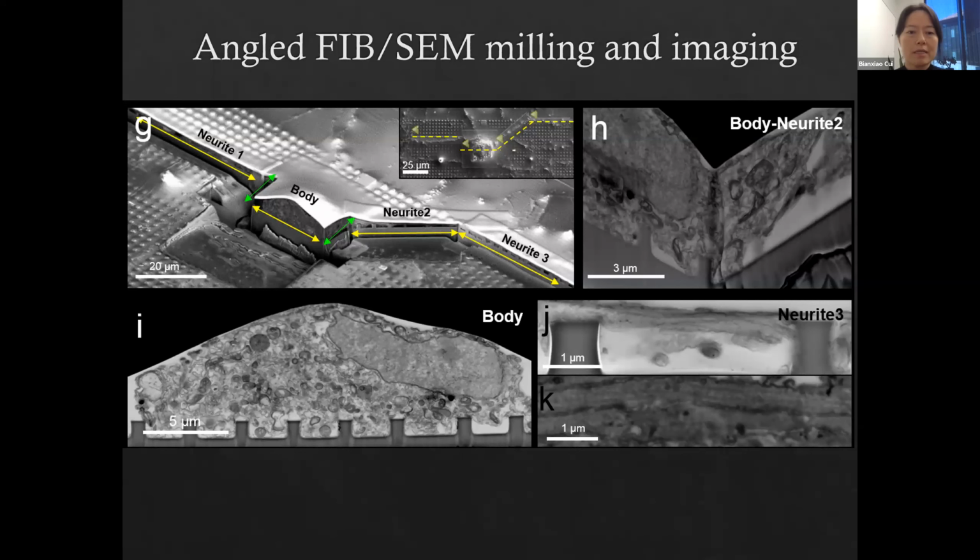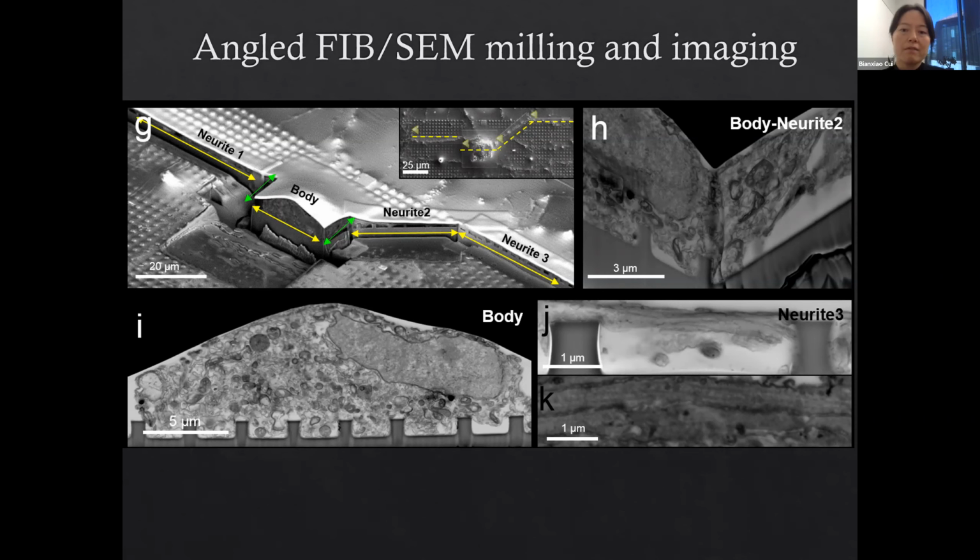And this is how it is done. Again, we start by identifying this is a neuron on nanopillars, and those are the neurites. So we cut through the cell body, which is this surface here. We cut through neurite 1, neurite 2, and neurite 3. And this is the image for the cell body, and this is the image at the corner between the cell body and the neurite. And this is neurite 3.